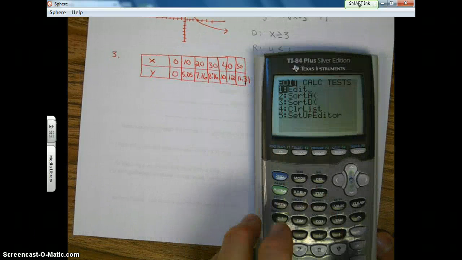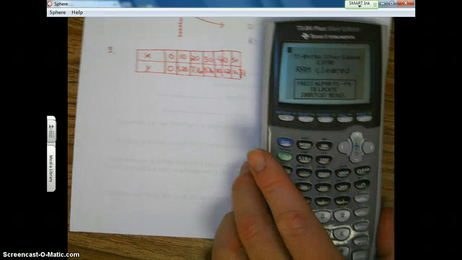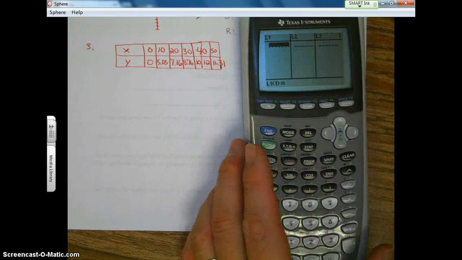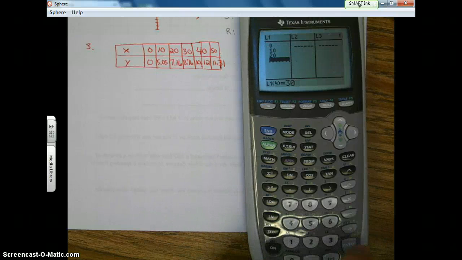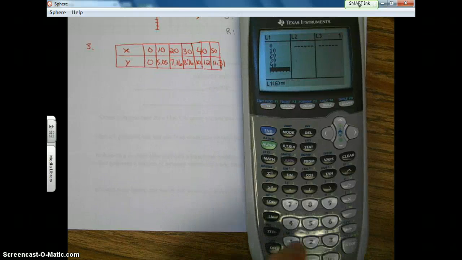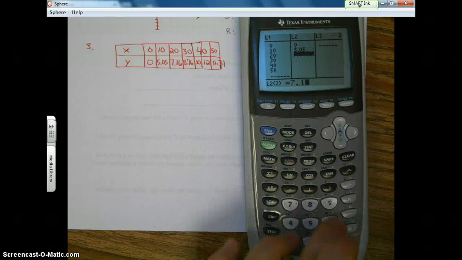Okay, let's take a look at some data. And I want to go over how to plug the data in, first of all. So give me 1 second here to clear my memory. Remember, we go to Stat, Edit, plug our data in. Your X value is on the top row. That goes under L1. Your Y value is on the second row, and that goes under L2. Make sure you put the data in correctly, double check it.